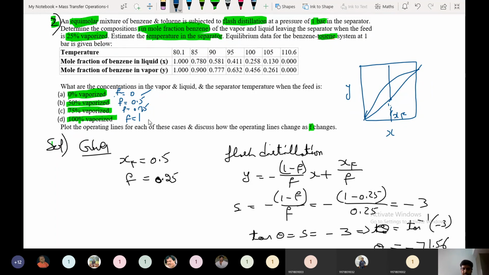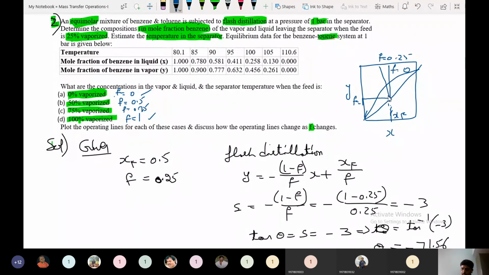And for the other extreme case, f is equal to 1, the slope value will be a horizontal line. This is f is equal to 1 and this is f is equal to 0. For f is equal to 0.25, we have already calculated, and we already know how we calculated it.